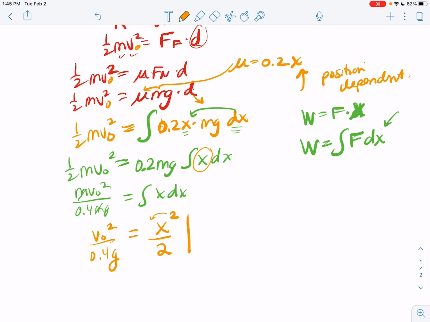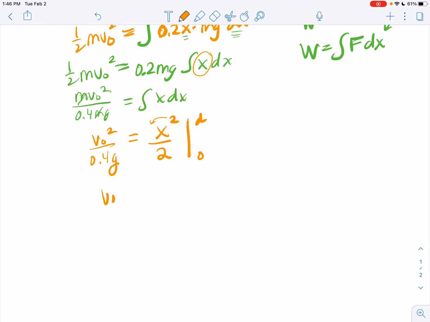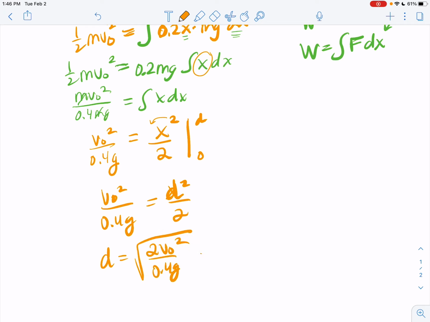Then I evaluate that integral from when the position is 0 all the way up until it's that distance d that I'm looking for, or x, or whatever you want to call it. It doesn't really matter. Now I can solve it. I have v naught squared over 0.4g equals x squared over 2, or d squared over 2, depending on what you want to call it. I'll just call it d. So d equals the square root of 2 v naught squared over 0.4g.